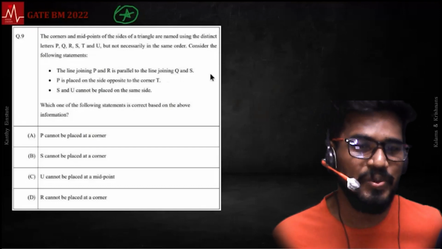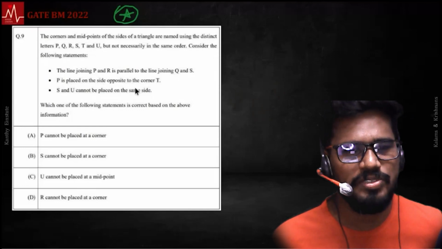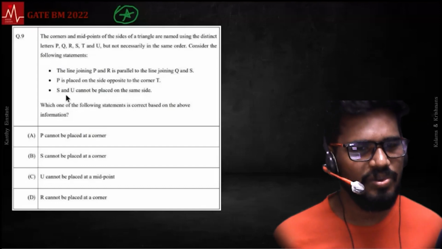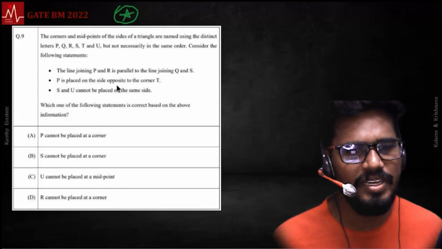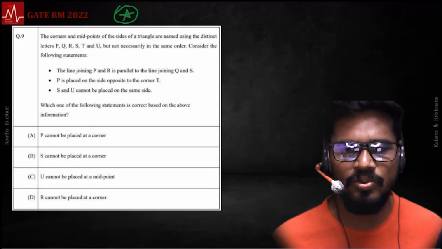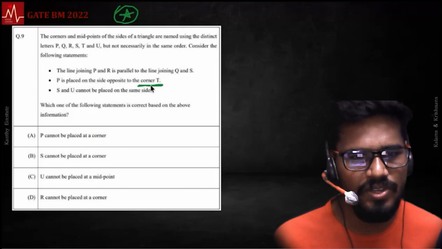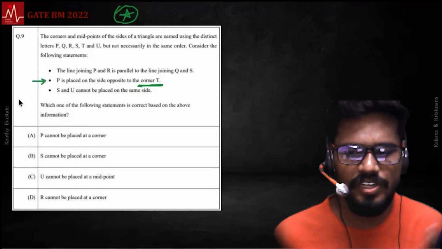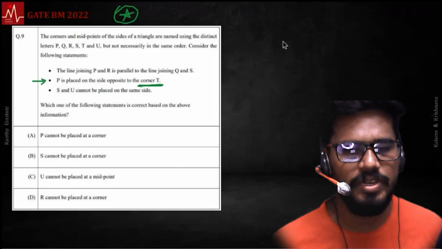Line joining P and R is parallel to Q, S, yes. Where is P? Where is R? Right? P is placed on the side opposite to the corner T. Where is P? Where is T? S and U cannot be placed on the same side. Look, relative information between S and U, relative information between P and T. No, this is not relative information. There is one piece of absolute information. T is a corner. I'm going to start with that because a certainty is mentioned. It's not a relative thing. One specific thing, the T is in a corner. You know that. That is very powerful to start.